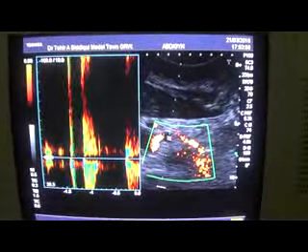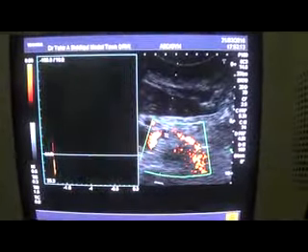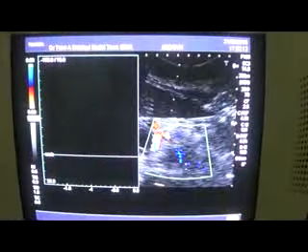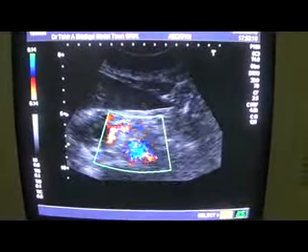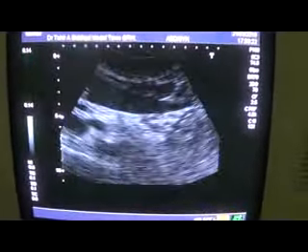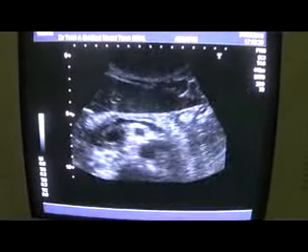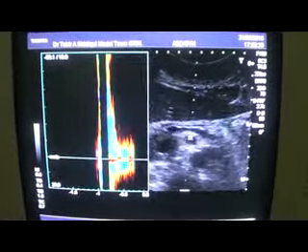This is the superior mesenteric artery, this one. This is the superior mesenteric artery in transverse section.